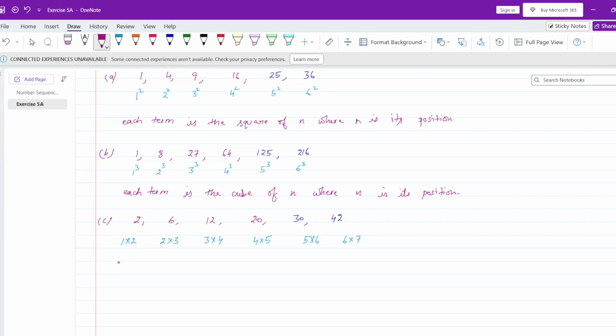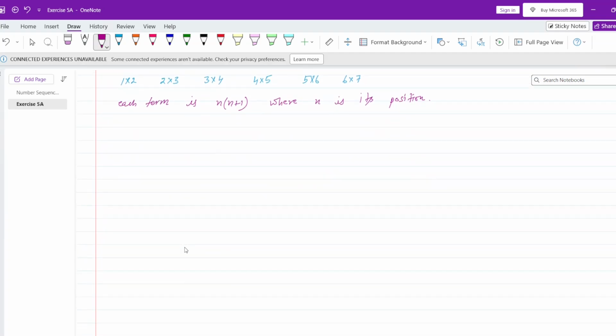And in the description, we say each term is n times n plus 1, where n is its position. So the first term is 1 times 2, the second term is 2 times 3, the third term is 3 times 4, the fourth term is 4 times 5. We can generalize this formula and say the nth term is n times n plus 1. Let's go to the next question.